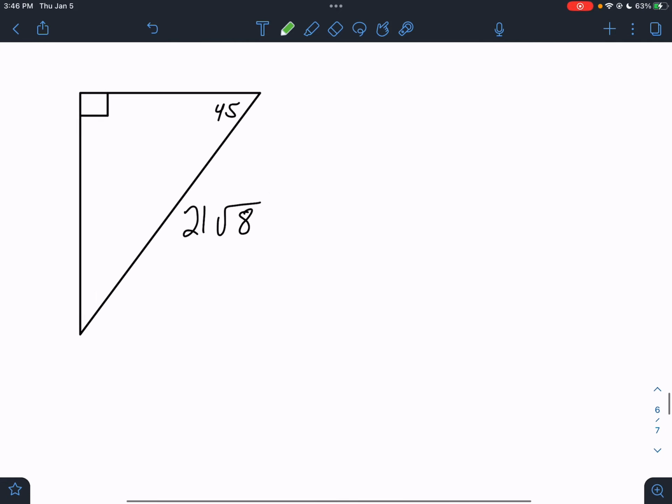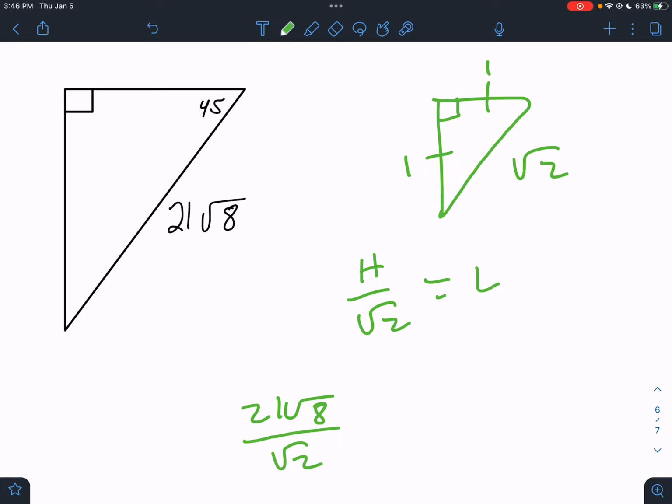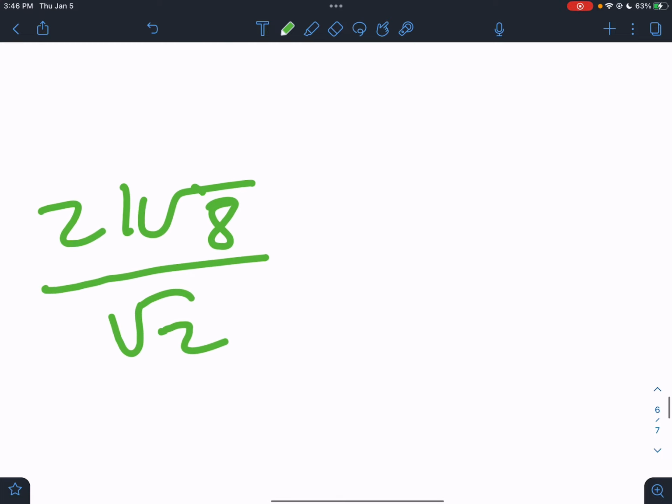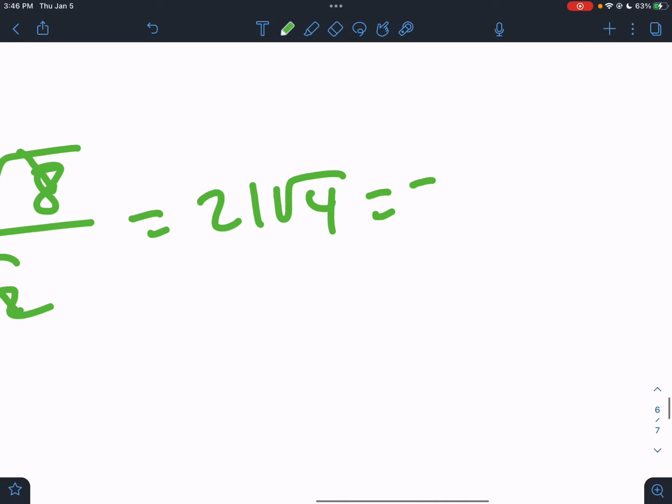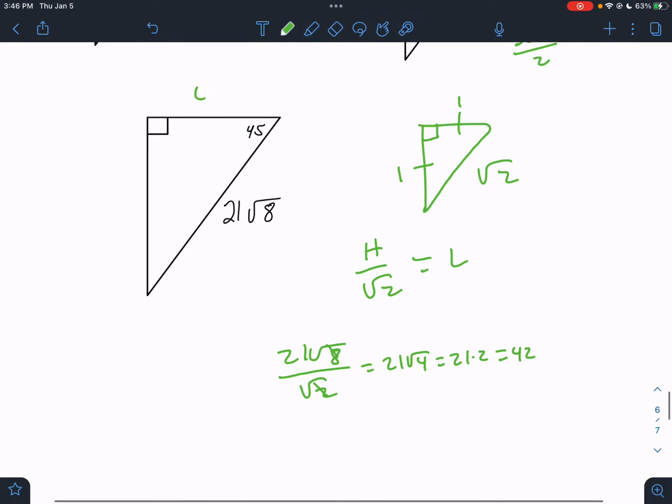Down here, we have the hypotenuse of a 45-45-90. That's 21 root 8. To get the leg, we do the hypotenuse divided by the square root of 2 to get the leg, right? If we have the hypotenuse, we have to divide by the square root of 2. So that would be 21 root 8 divided by the square root of 2. I would reduce that. That becomes 21 root 4. Root 8 divided by root 2 is root 4. Well, that's just 21 times 2, which is 42. So these sides would be 42.